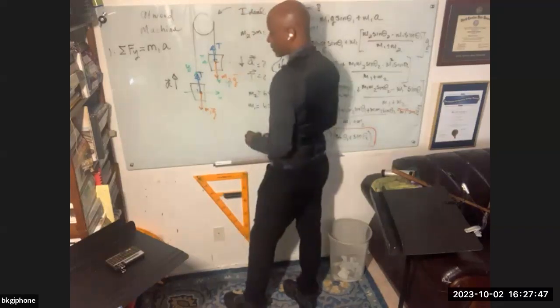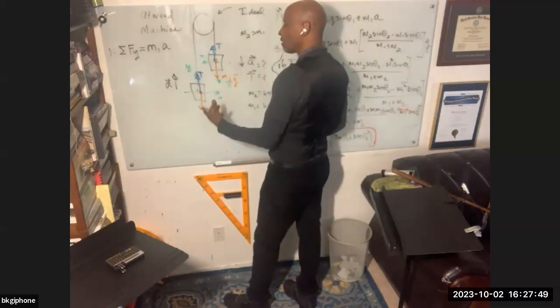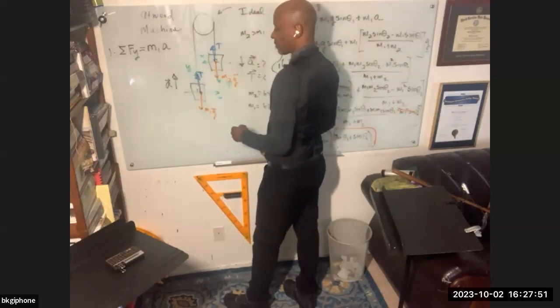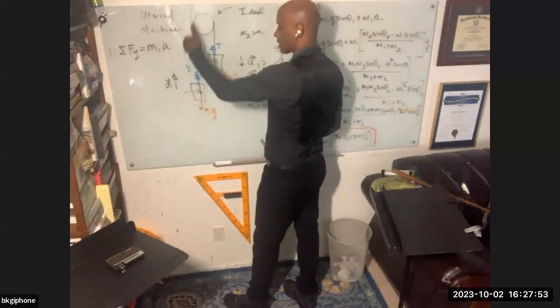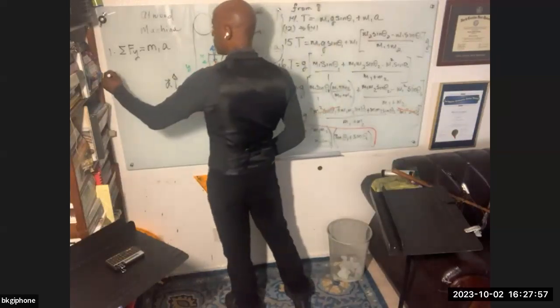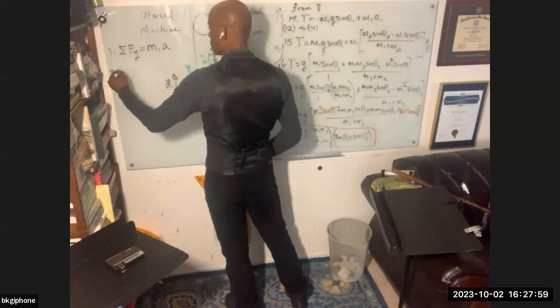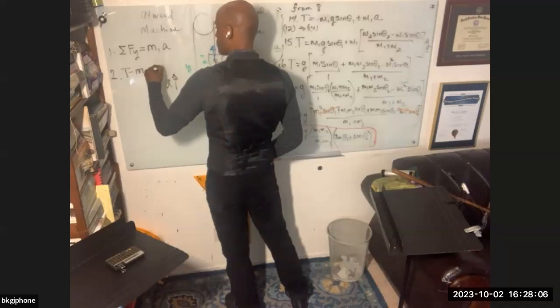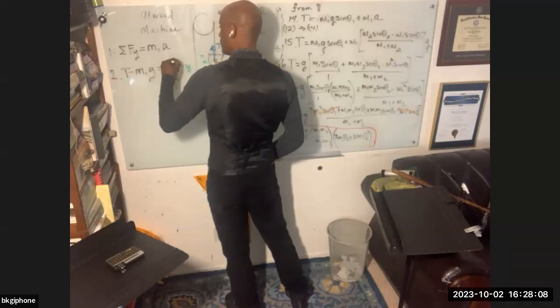So which force is greater, T or M1G? Well, if I want to write A as the positive acceleration, it's going to be T. The force in the direction of the acceleration is greater than the force opposing. So this becomes T minus M1G equals M1A.